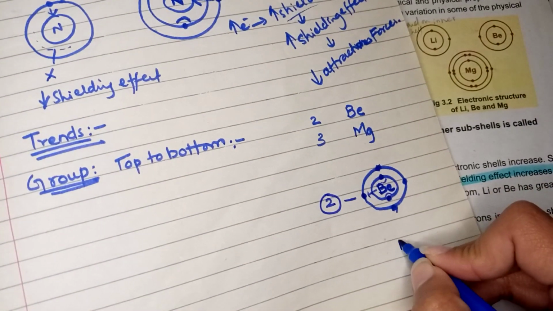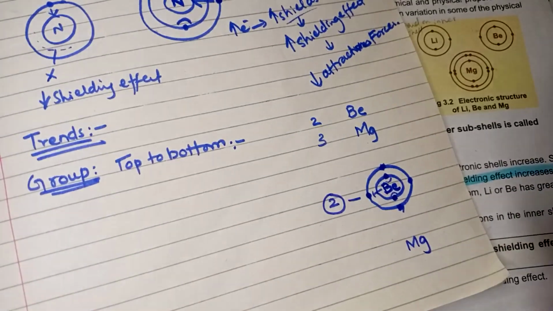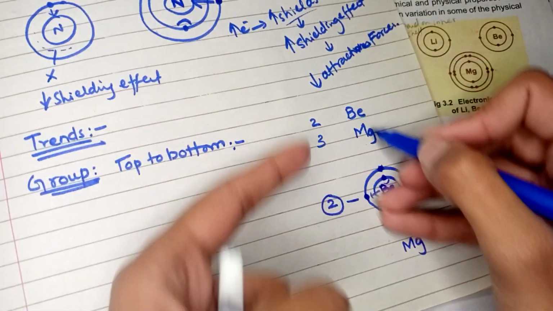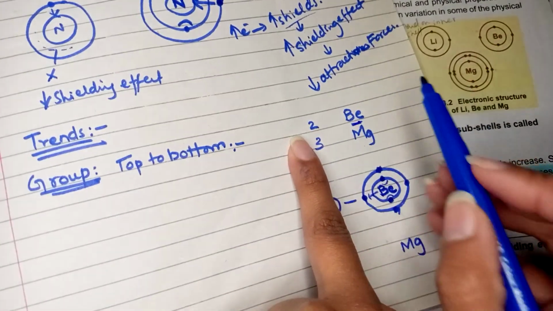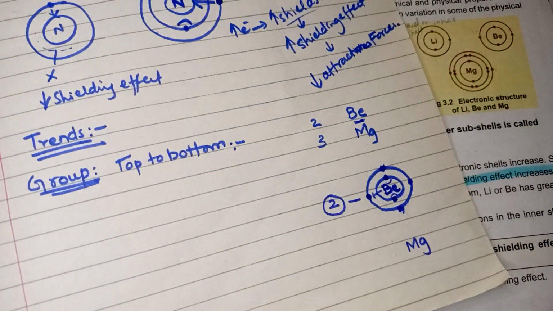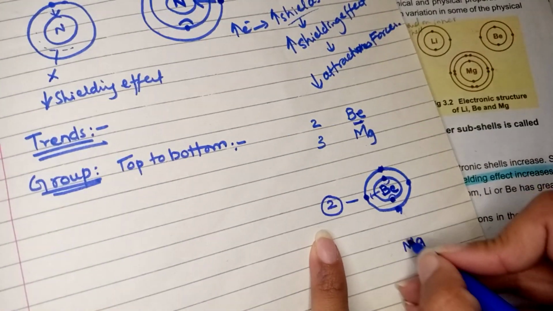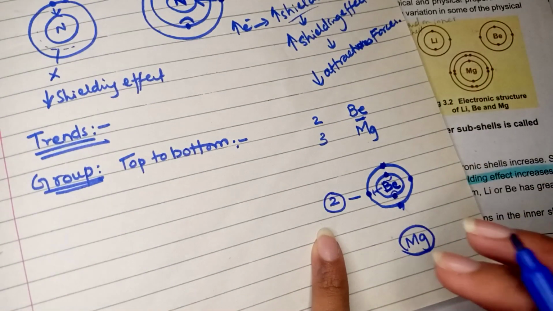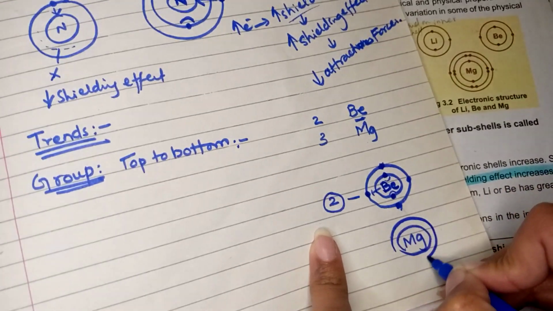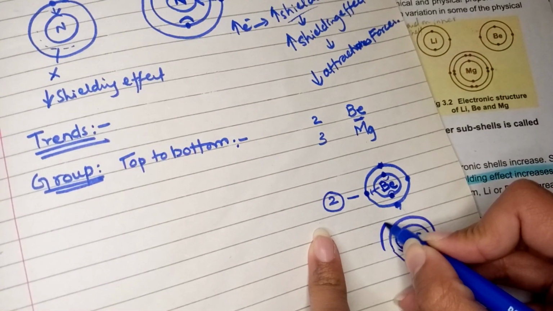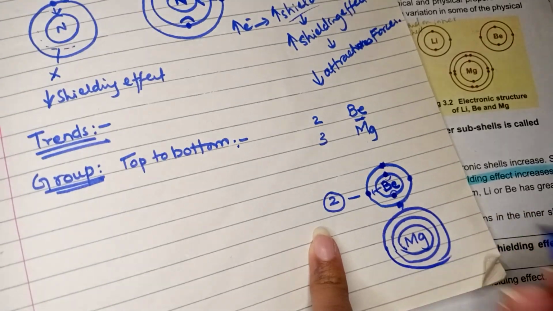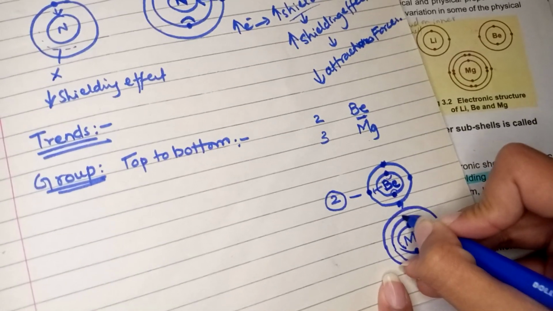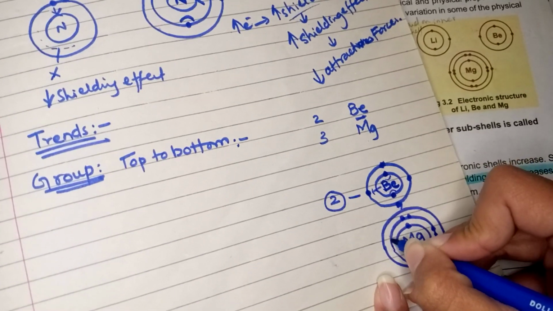Now let us talk about magnesium, because we are going to see what the trend would be in the group. Let's see what happens in a group if we take two examples. We have explained the shielding effect of beryllium. But if we move towards magnesium, as we know it is present in the third period, it would have in total 3 shells. So this is the first shell, the second shell, and the third shell. Let us draw the electrons present in the shells.